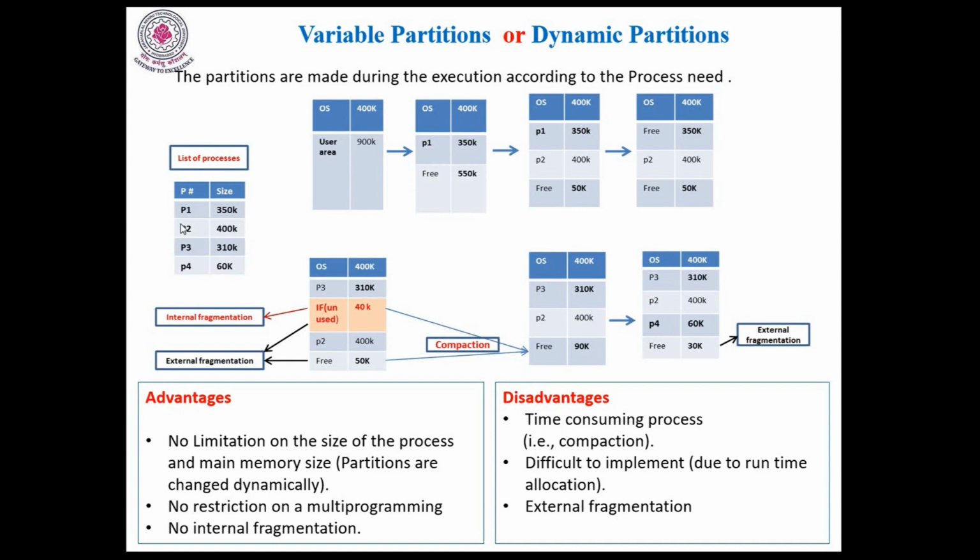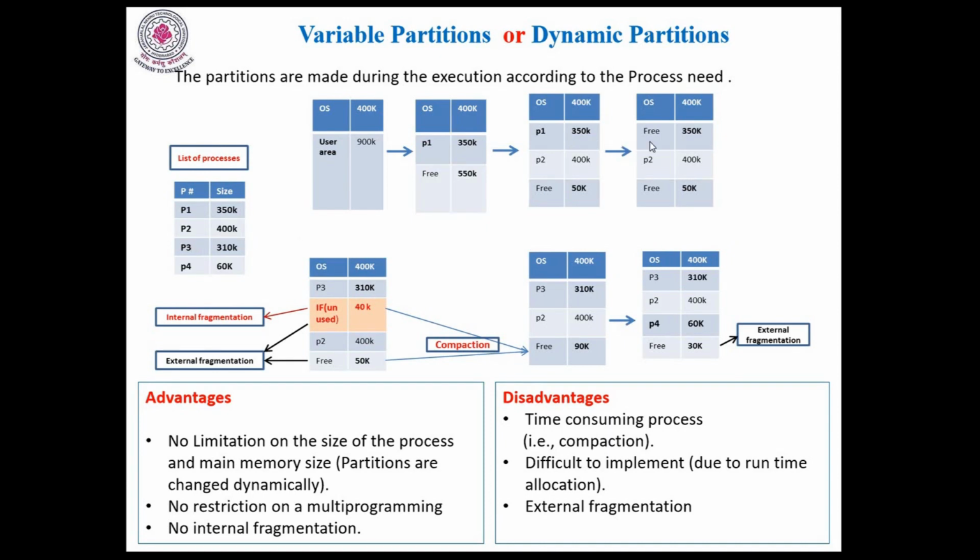The next process available in the queue is P2. P2 requirement is 400K. Available is 550K. So now it selects 400K and allocates it for P2, and keeps the remaining as free. The next process available in the queue is P3. P3 requirement is 310K, so sufficient memory is not available. Then it must wait for some time.